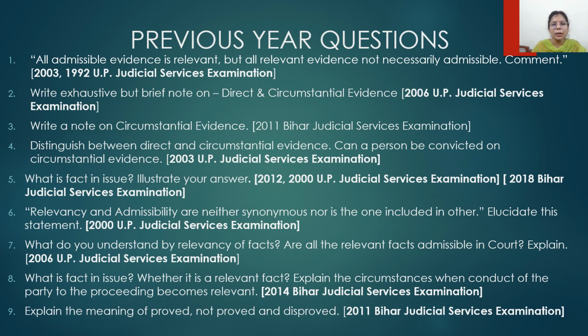Write an exhaustive but brief note on direct and circumstantial evidence. Write a note on circumstantial evidence. Distinguish between direct and circumstantial evidence. Can a person be convicted on circumstantial evidence? We discussed circumstantial evidence, what it is, whether circumstantial evidence is irrelevant, and what circumstances can be said to be irrelevant. All this we have discussed with the Panchsheel doctrine, which we discussed in the case of, please tell me the case which we discussed in the last lecture.